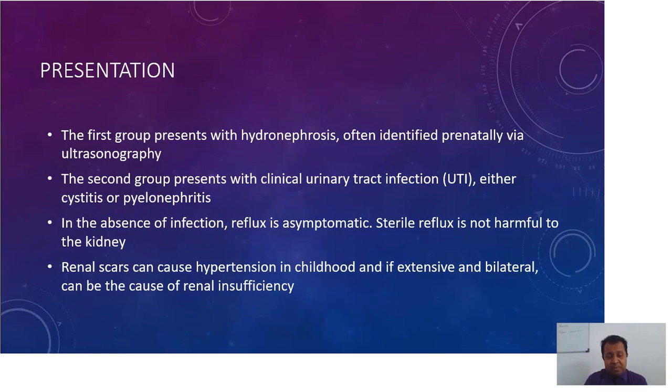Why is this important? Because we know reflux with upper tract infection can cause scarring. Scarring can end up causing hypertension in childhood, and if the scarring is extensive and especially bilateral, it can cause chronic kidney damage in children or even chronic kidney disease in later life.